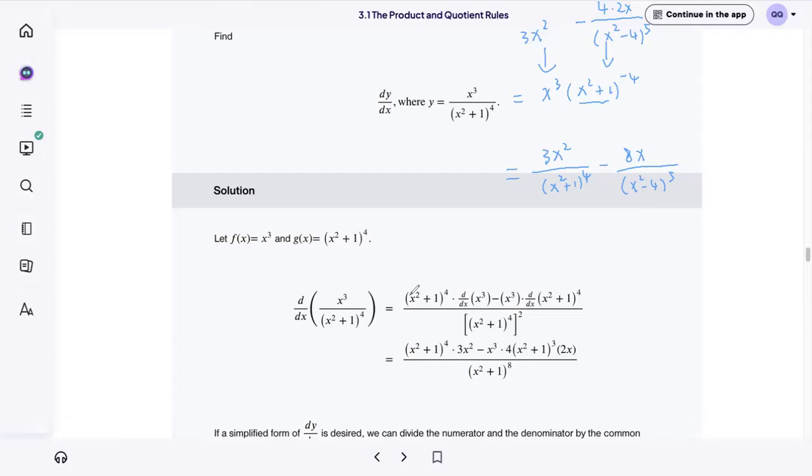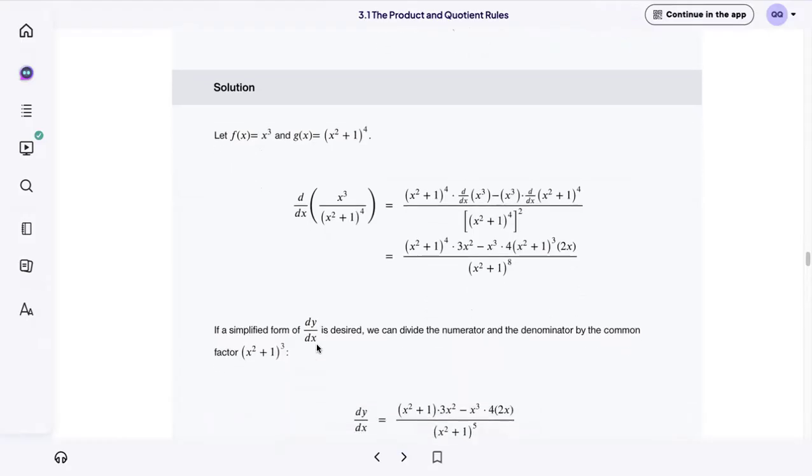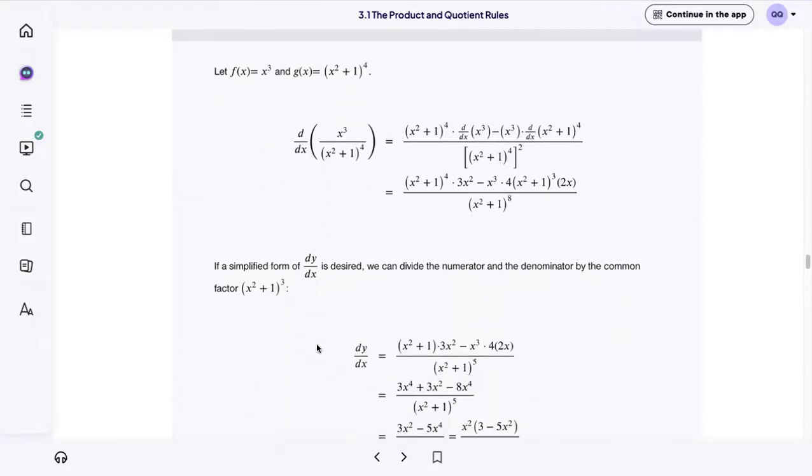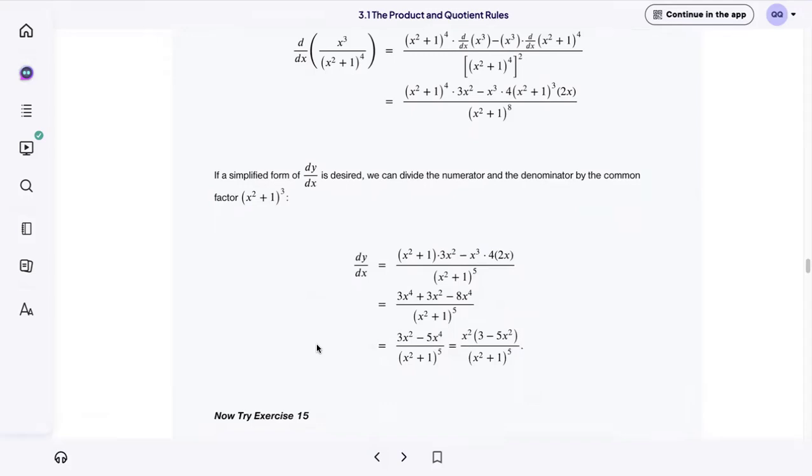Or I can go with the quotient rule. The quotient rule says take the derivative of the top, multiply by the bottom, then subtract, take the derivative of the bottom, multiply by the top, then divide by the bottom squared. So that's why we have 4 times 2, get 8, x squared plus 1 raised by 8. Then we simplify a little bit, and the two answers should be exactly the same. You know, most stuff is algebra. If you have difficulty with algebra, that will cause problems. The idea of differentiation is very simple and very direct.